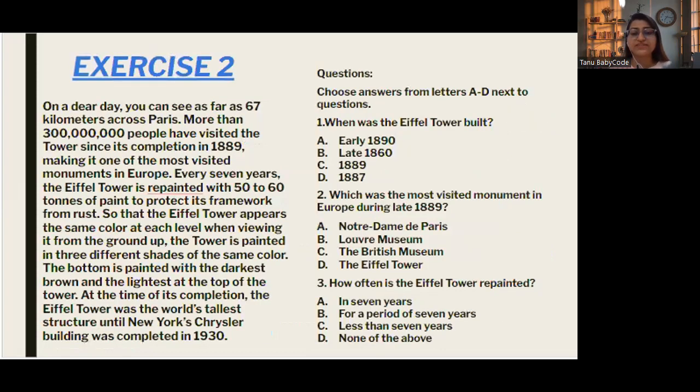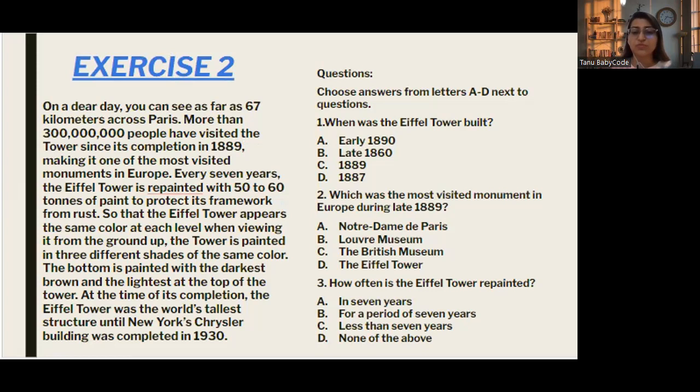Moving forward to the next exercise on my screen, please read the questions first. There are 3 questions on my screen and a passage for you. There are 4 possible options. First is, when was the Eiffel Tower built? So they're asking you when, that means the time period: early 1890, late 1860, 1889, and 1887.